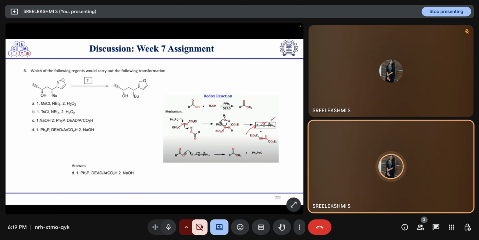So here the correct order is this: first the Mitsunobu reaction will take place at this center, so that will reverse the stereochemistry of this alcohol. So they are doing this Mitsunobu reaction with benzoic acid, so that will create the benzoate derivative with the opposite stereochemistry. Then NaOH will hydrolyze that benzoate ester to form the corresponding alcohol with the opposite stereochemistry as that of the starting material. So we have already discussed the mechanism of the Mitsunobu reaction, so I am not going into that.